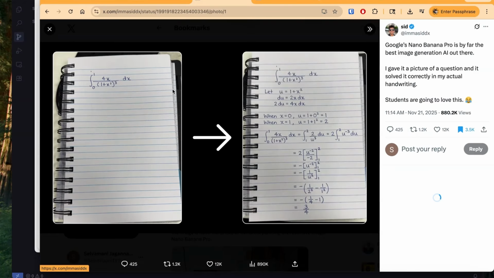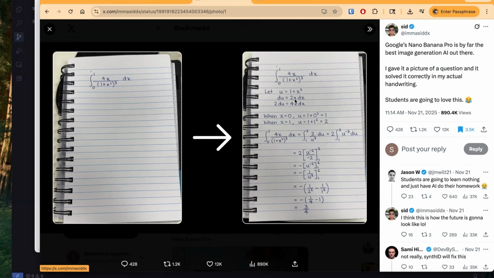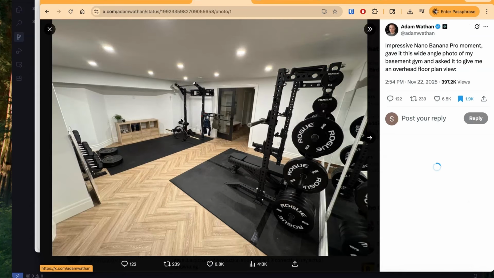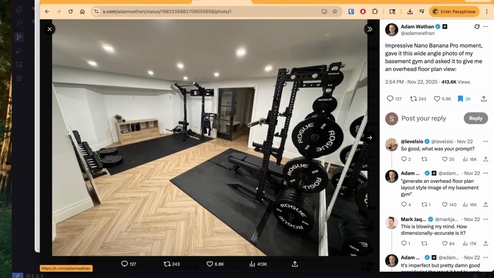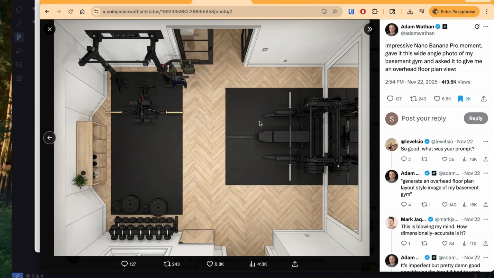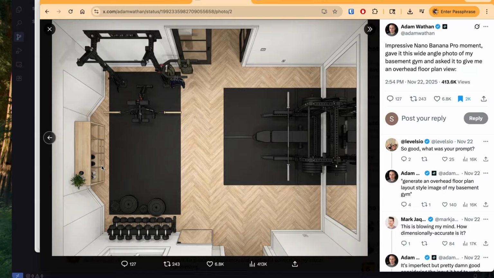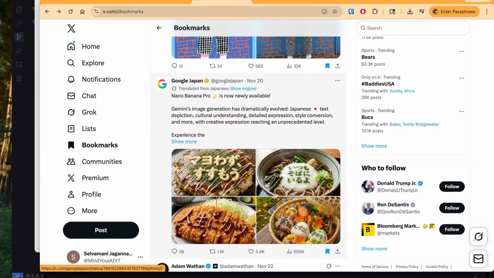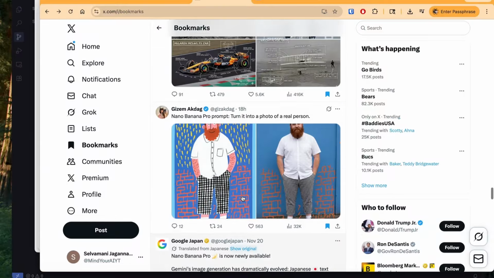Look at this. It can even copy your handwriting. It can write down in your own handwriting. So this user gave a picture of a question and it solved it correctly in his own handwriting. And this is also very impressive. Someone gave a photo of their gym, and it gave a top view of how it looks. It has all the details that you need, like this plant and the shoes that are placed there. Amazing. And here is something about food. People generated food images. Really cool.